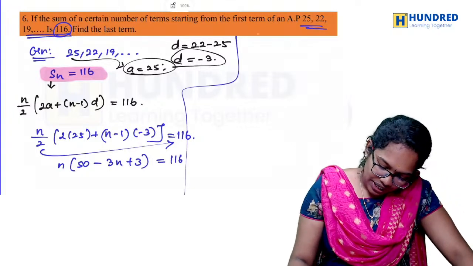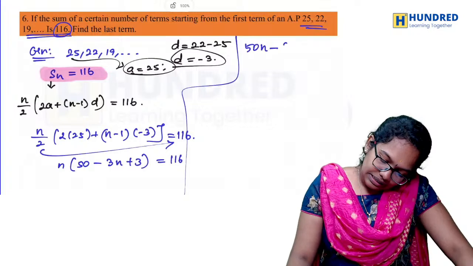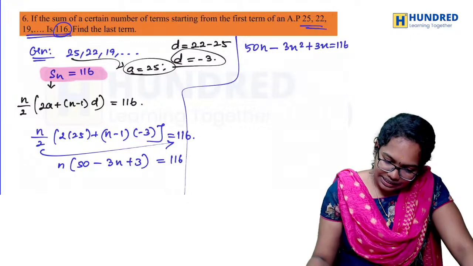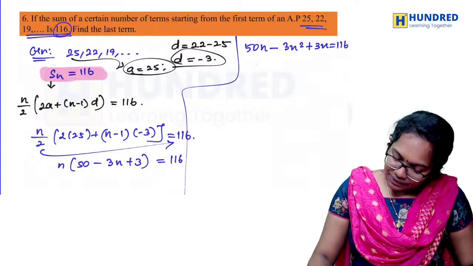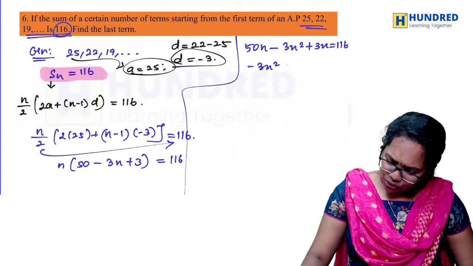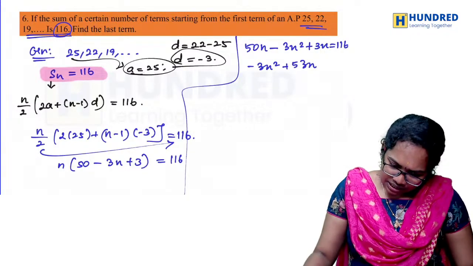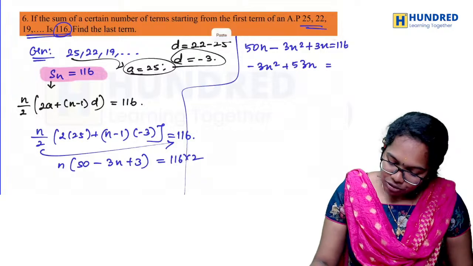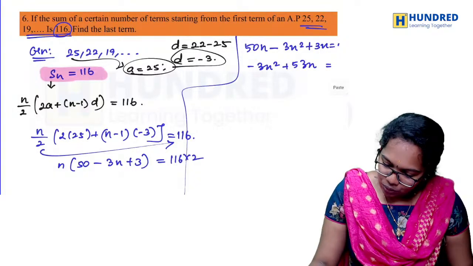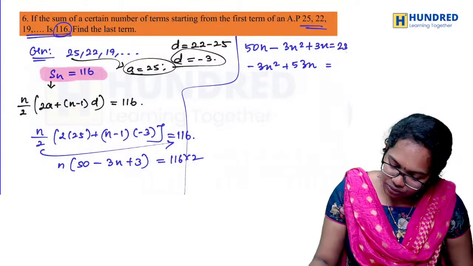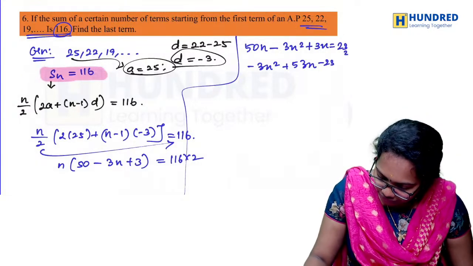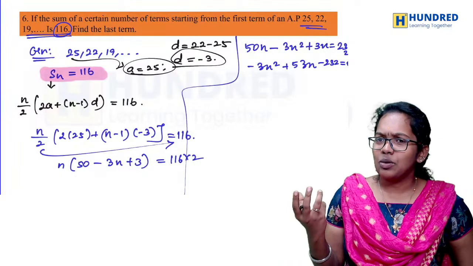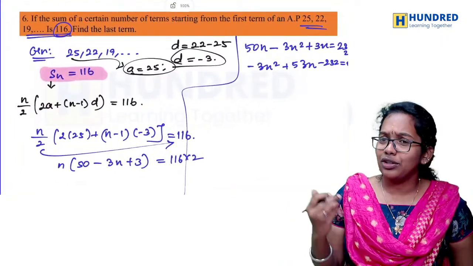So from this you get 50n minus 3n square plus 3n is equal to 116. When you add these, you will be getting 53n. Then you should multiply 116 with the 2, right? So you will get the value to be 232. When you take this 232 to the other side, you will get minus 232, which is equal to 0. So now this is a quadratic equation, right?